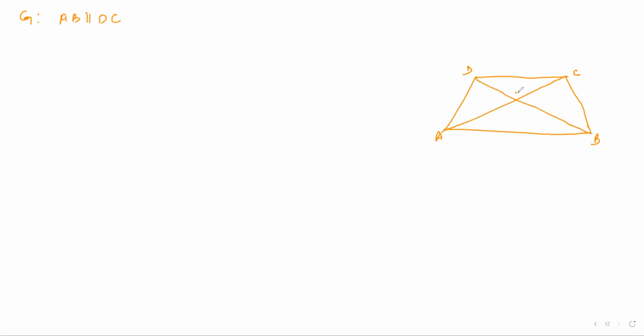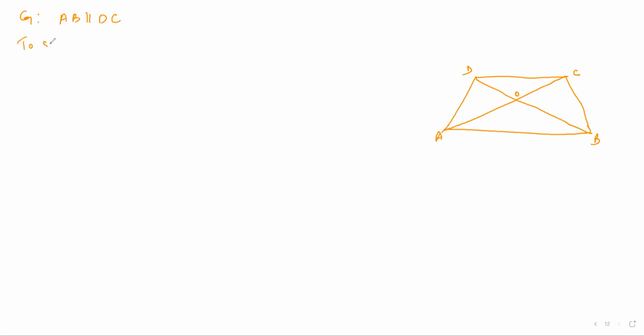ABCD is a trapezium. So you draw a trapezium, ABCD. So anywhere you can take ABCD, I take it like this, ABCD, right? In which AB is parallel to DC. So this is given here that AB is parallel to DC. And its diagonals intersect each other at point O. So you have to draw the diagonals also. This is O, right?